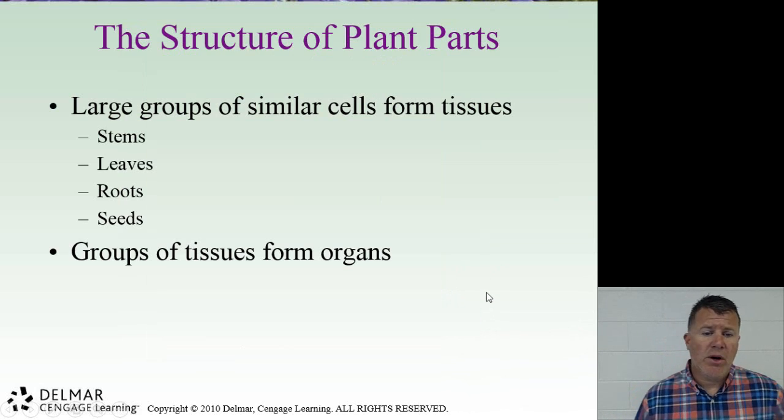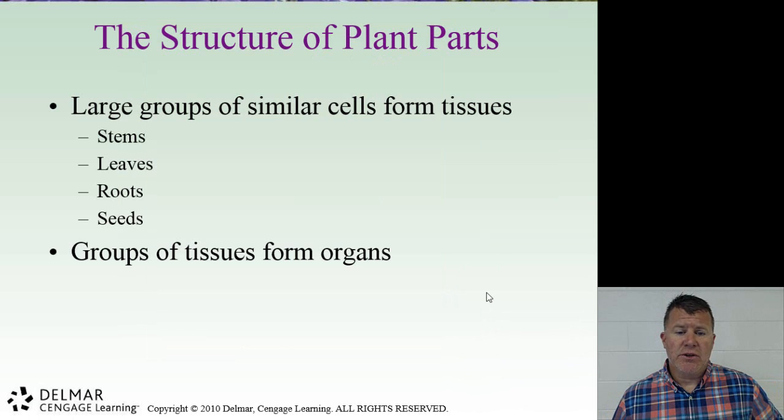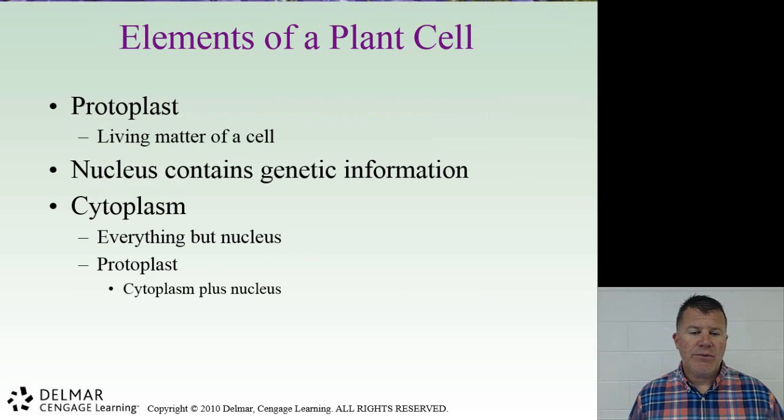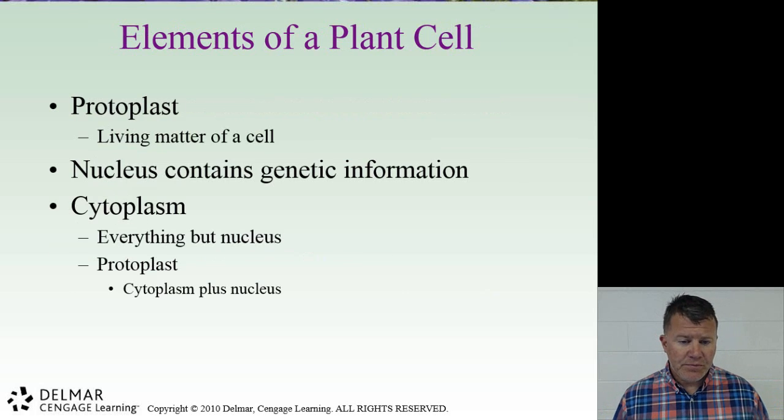The structure of the plant parts. Large groups of similar cells form the tissues. You have the stems, the leaves, the roots, the seeds, and then groups of these tissues form the organs of the plant. Protoplast is the living matter of the cell. The nucleus contains the genetic information, and then you have the cytoplasm. Everything but the nucleus is the cytoplasm, and then the cytoplasm plus the nucleus is what we term the protoplast.